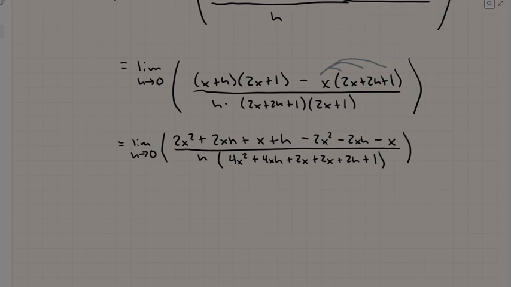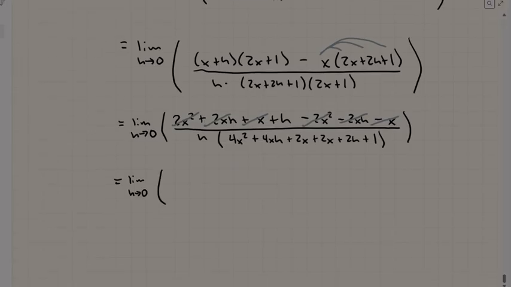Now let's see if some stuff might cancel away. 2x squared minus 2x squared, 2xh minus 2xh, x minus x. That worked out. Now we're going to take the limit as h goes to 0 of the only thing left in the numerator, which is h. And didn't we also have 1 multiplied times everything in the denominator? So then our numerator will just become 1 and that h will actually go away.